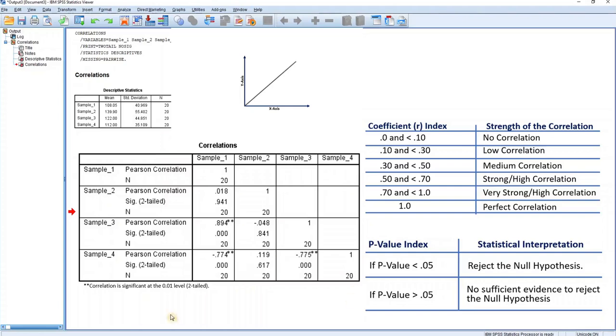Accordingly, the p-value is 0.617, which is greater than 0.05. From the p-value index table, this means that we do not have sufficient evidence to reject the null hypothesis because the correlation coefficient does not differ significantly from 0. Therefore, there is no linear correlation between sample 4 and sample 2.